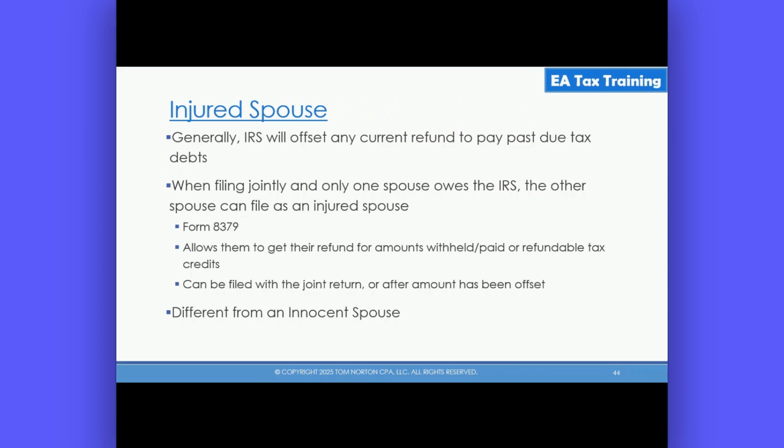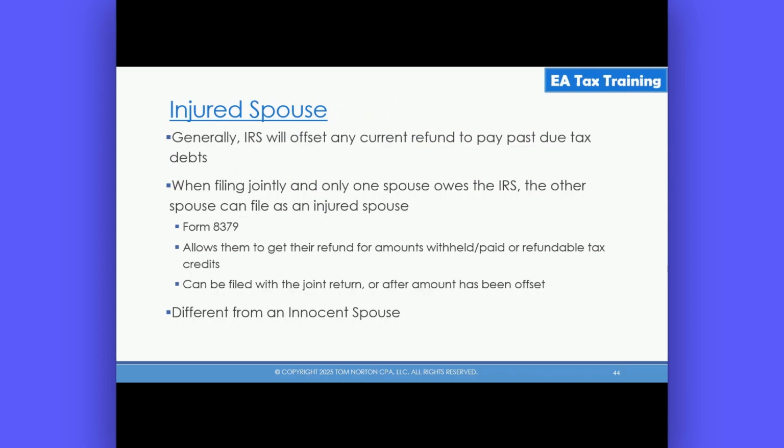Let's talk first about injured spouse. So, in general, the IRS is going to offset any current refund to pay any past due tax debts. So, if you owe money from a previous year for your taxes, and then you file this year's tax return and it shows a refund, the IRS is not going to send you that refund. They are going to use that money to pay the past due taxes that you owe. Now, if your refund is greater than the amount that you owe, then they will send you the difference. But they are going to offset any past due taxes against the refund that you are due.